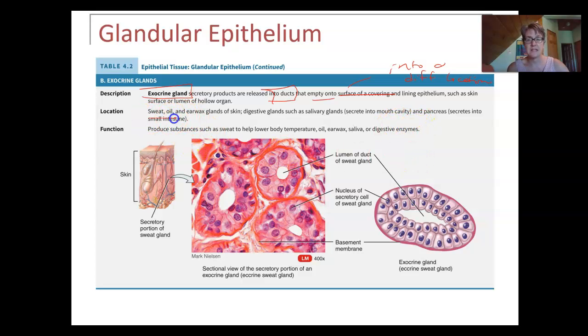Okay, so I have sweat glands, I have salivary glands, and the pancreas. Pancreas is scary because the pancreas is endocrine, because it's going into the bloodstream. And it's exocrine, makes every digestive enzyme, because it goes into the small intestine via a duct. That is the only gland in your body that is both exocrine and endocrine.